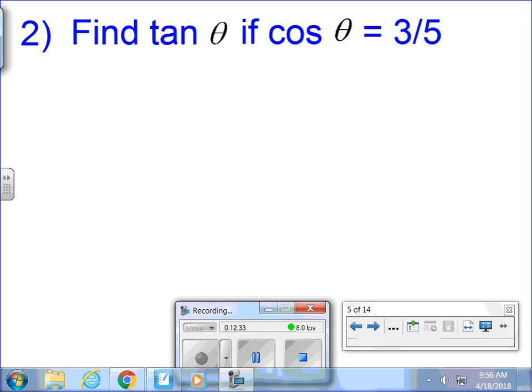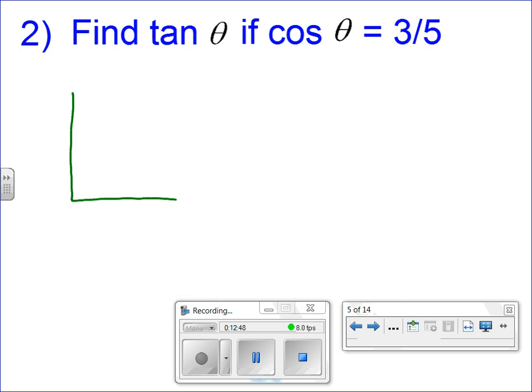All right. They're asking us to find tangent if you know cosine. My advice is this is referring to a triangle, correct? Let's sketch out a right triangle. I don't care what your right triangle looks like, if it looks like mine or not, but sketch out any right triangle you can think of. Make sure you put your right angle in there, and make sure you put a theta in one of the corners. So my theta is going to go there.